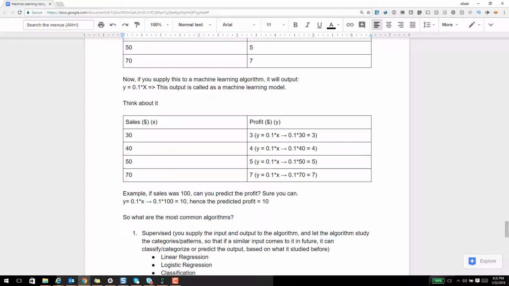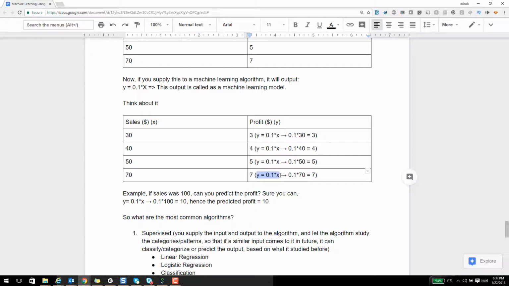Since now you have the model, what I mean by model is this particular equation that you see. This is the machine learning model. So when you get a statement like fit a model, the model is nothing but y is equal to 0.1 times x. What it says is, if you give an input in future, any value for x, the y value that you get is your predicted value.